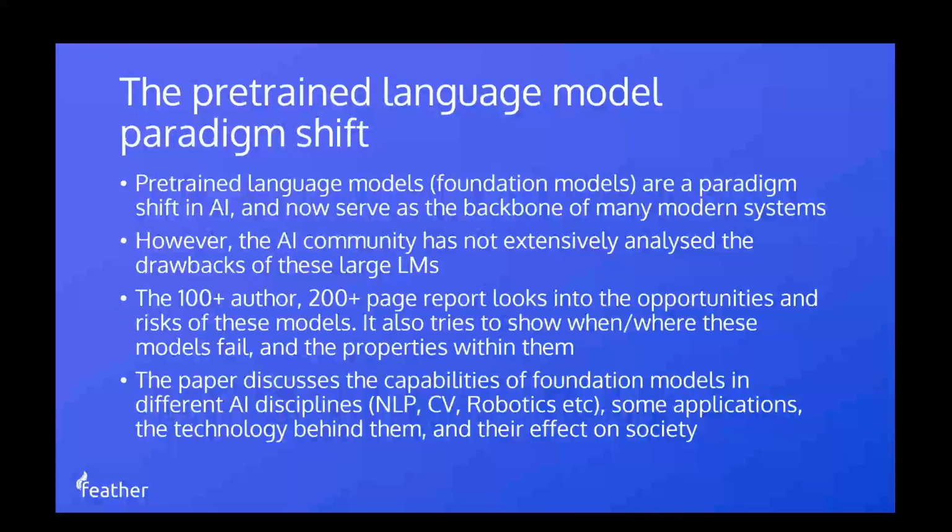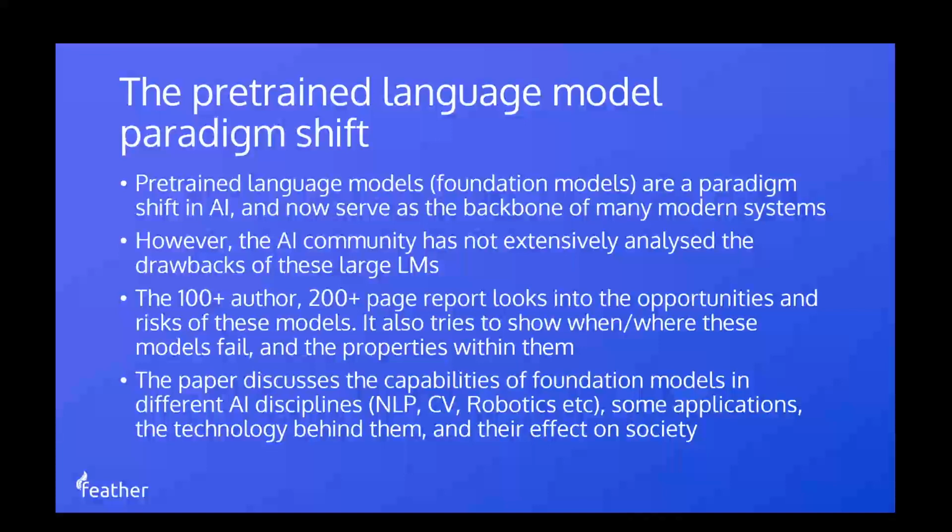We've all heard of pre-trained language models by now. Now, foundation models, as we're calling them here, are in fact a paradigm shift in AI, and they serve as the backbone of many modern systems in both NLP and wider AI, such as computer vision and robotics. So while extremely powerful, the AI community has not yet extensively analyzed the drawbacks of these large language models. So this paper, authored by Stanford's Human-Centric AI, it was authored by more than 100 people, and it's a 200+ page report, which looks into the opportunities and risks of these kinds of models.